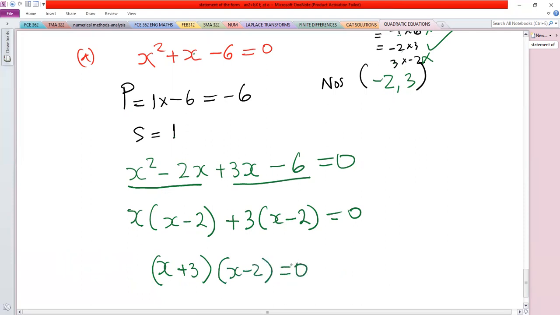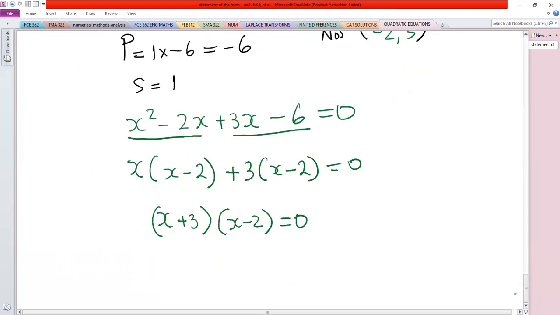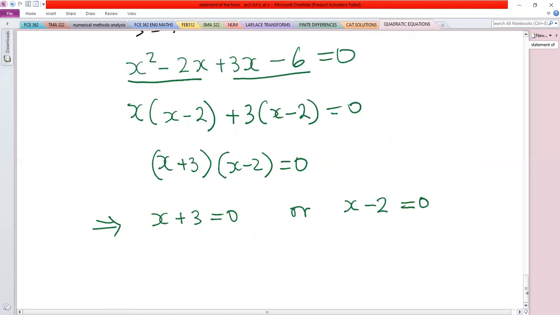Now using the zero product property of real numbers, it means that each of these factors is either 0 or all of them are 0. So this implies x plus 3 equals 0 or x minus 2 equals 0. So when you solve, x will be minus 3 or x will be positive 2. Therefore the answer to the given quadratic equation is x equals minus 3 or x equals 2. Both answers should be given.